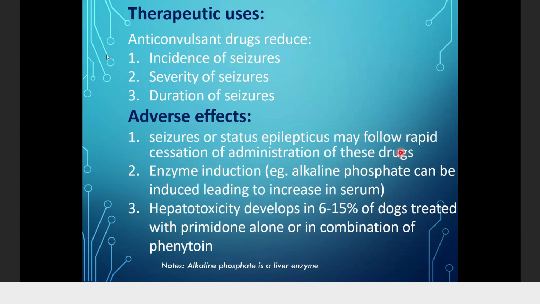Okay, so enzyme induction, alkaline phosphatase can be induced. Actually it's a liver enzyme, which can lead to an increase in serum levels. So there you will see the rise of alkaline phosphatase in blood. Hepatotoxicity develops in 6 to 15% of dogs treated with primidone, alone or in combination with phenytoin. Okay, so these are drugs that are used for the treatment of convulsions.